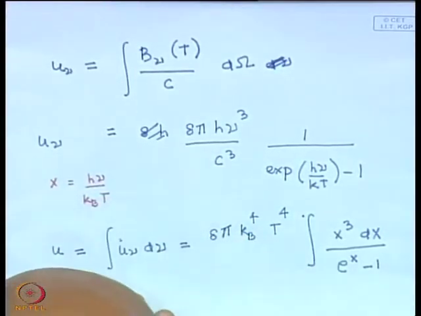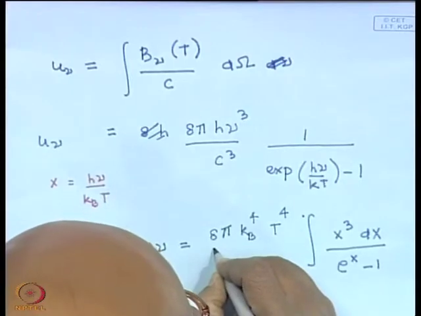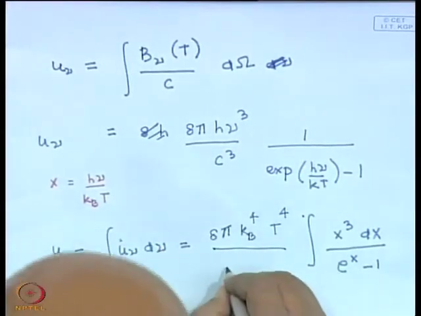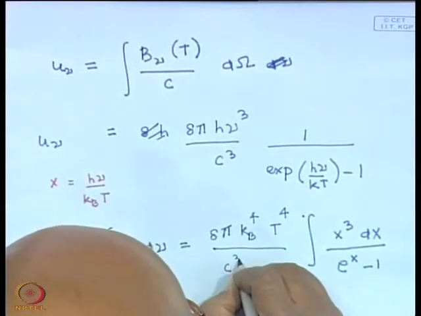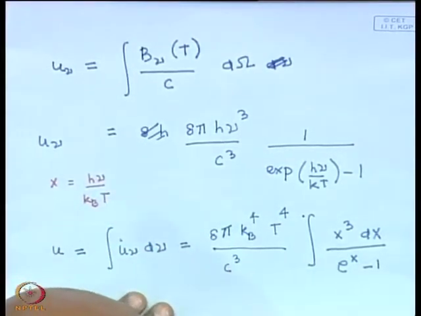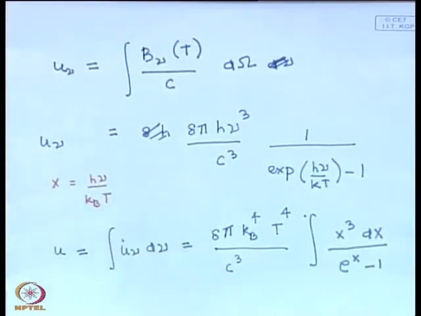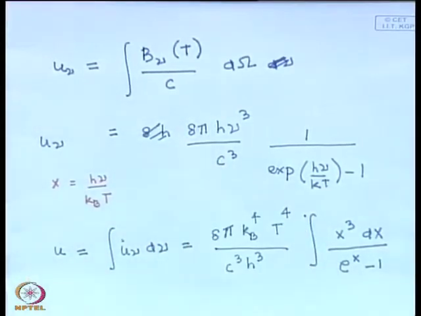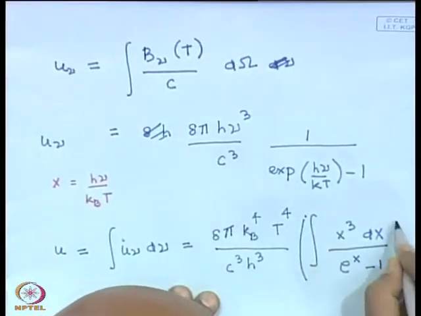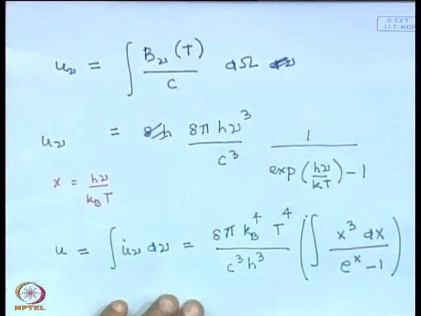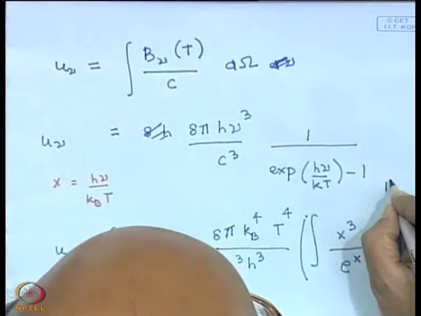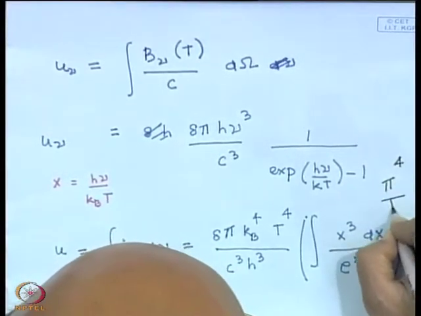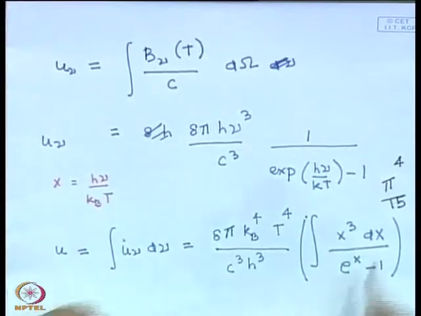In the denominator I will have c cube and h to the power of 3. One power of h is cancelled out with this. And this integral, we know, has a value pi to the power 4 by 15. This integral has a value pi to the power 4 by 15.